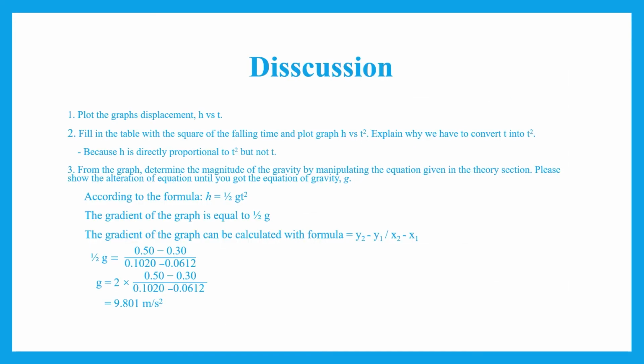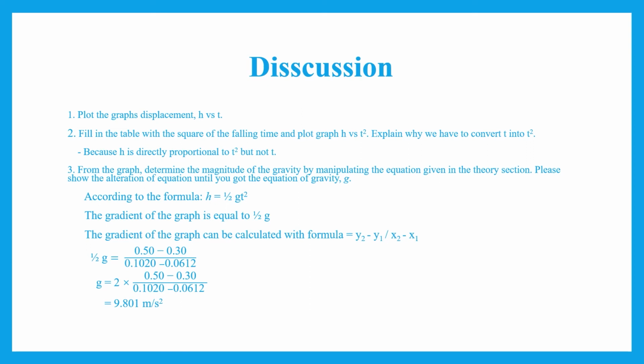These are the discussions of the experiment. First, plot the graph of displacement h versus t. We have already plotted it. Second, fill in the table with the square of the falling times and plot graph h versus t squared. We have already filled it and also plotted the graph. Explain why we have to convert t into t squared. This is because h is directly proportional to t squared but not t.